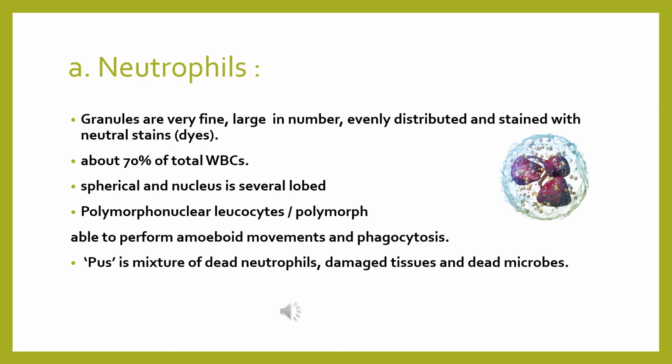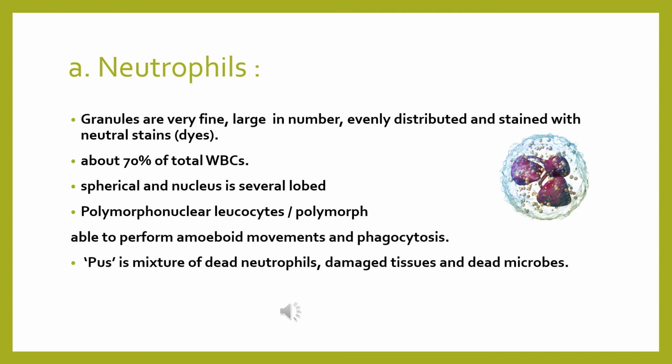In granulocytes, the first type of WBC is the neutrophils. Neutrophils have granules in the cytoplasm. Those granules are very small in size, but they are more in number. They are evenly distributed in the cytoplasm, and can be stained with the neutral dye. Neutrophils are about 70% of the total WBC. In the diagram, we can see that the cells are spherical in shape, and the nucleus of a neutrophil is multi-lobed. Okay, it is several lobed.